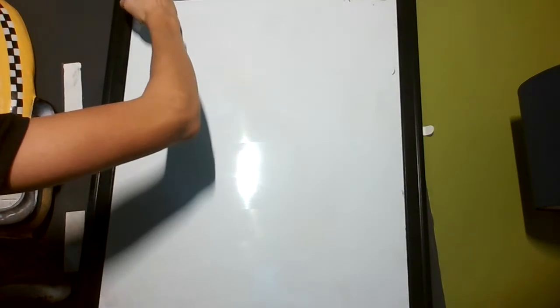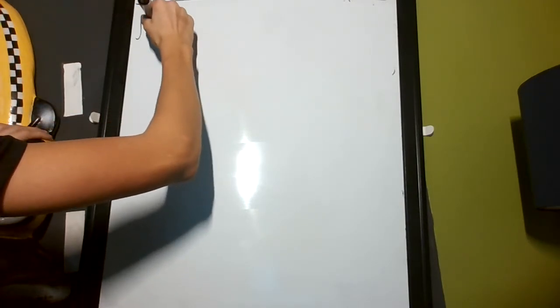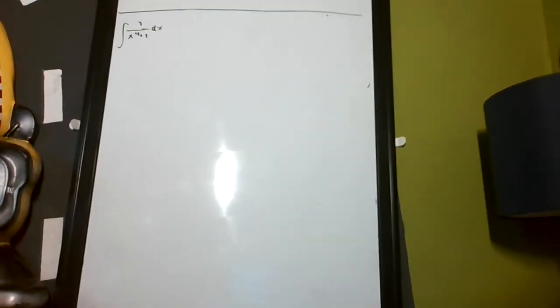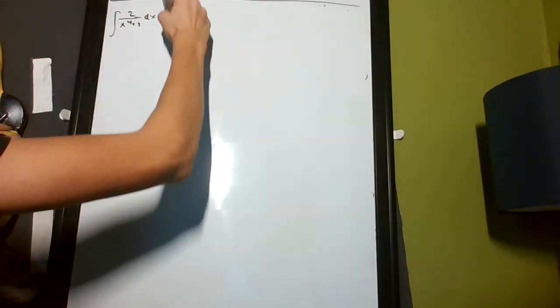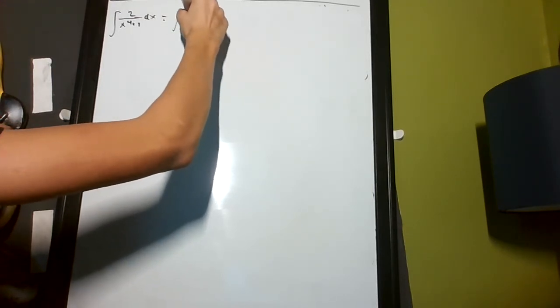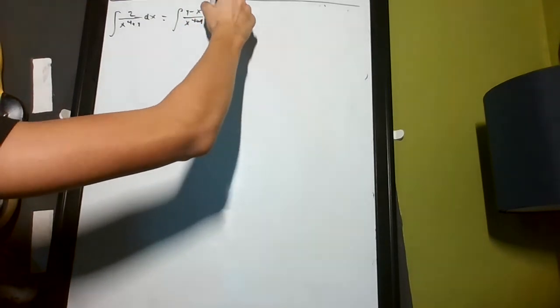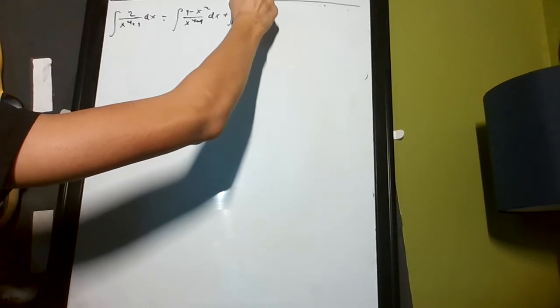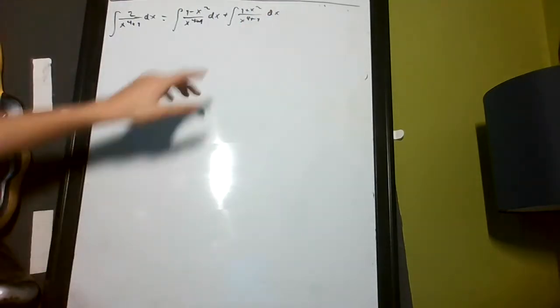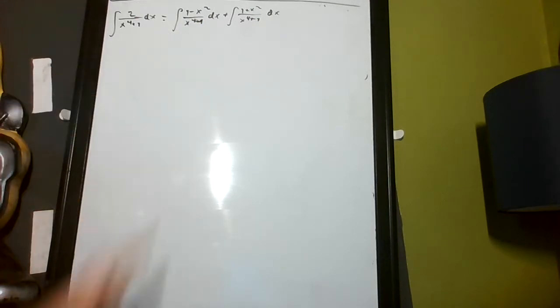So let's turn on a light and begin. We have the integral of 1 on x to the fourth plus 1 dx. How would we start? Instead of integrating that, I'm going to replace the 1 with a 2. I can write that 2 as (1 minus x squared) on x to the fourth plus 1 dx, plus (1 plus x squared) on x to the fourth plus 1 dx, because the positive x squared and the negative x squared cancel each other out.